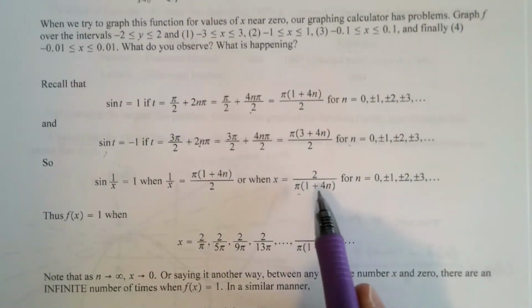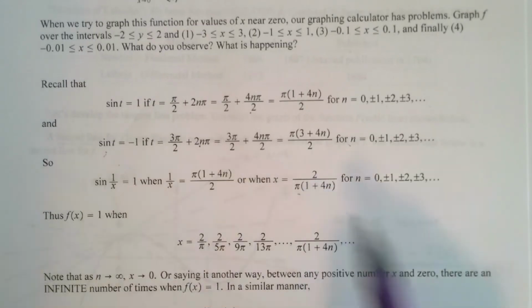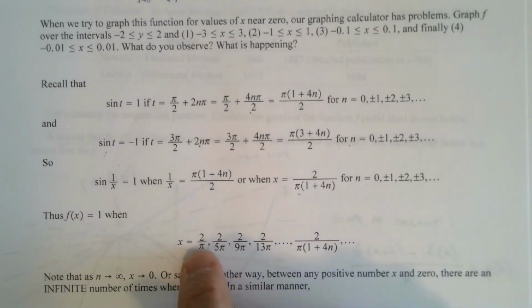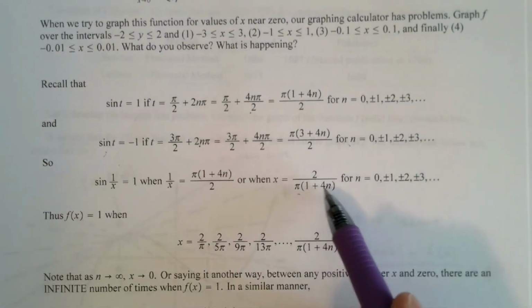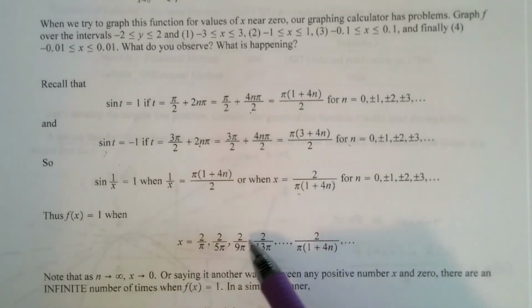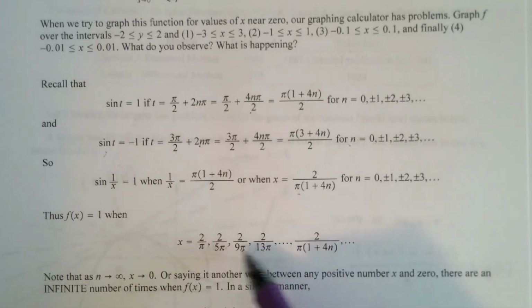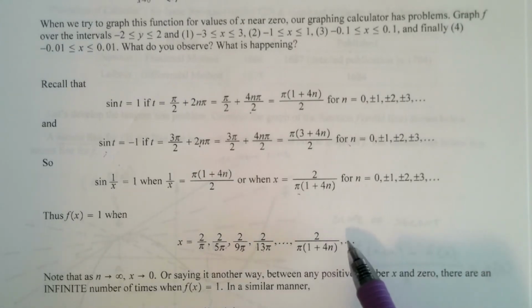So when n is 0, what do we get here? We get 2 over pi. When n is 1, I get 1 plus 4, 5, so 2 over 5 pi. When n is 2, I get 1 plus 8, so 2 over 9 pi. When n is 3, I get 2 over 13 pi, and so on. How long can that continue? Forever. There's an infinite number of values here.